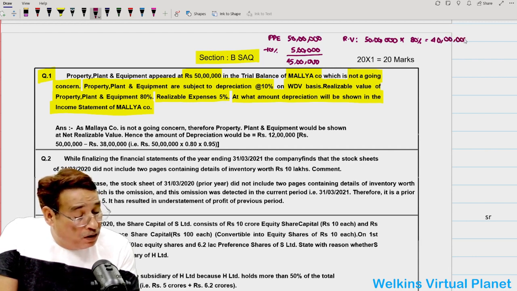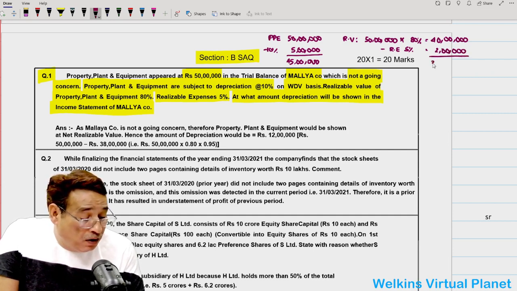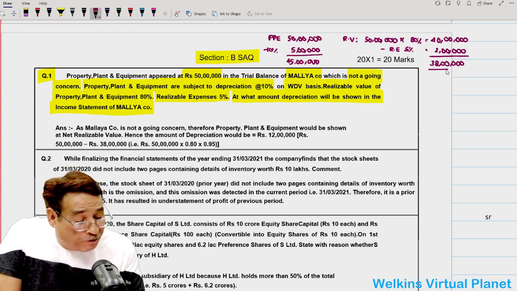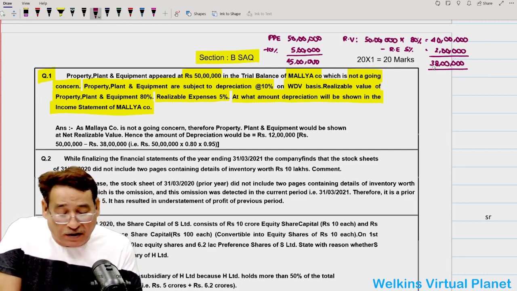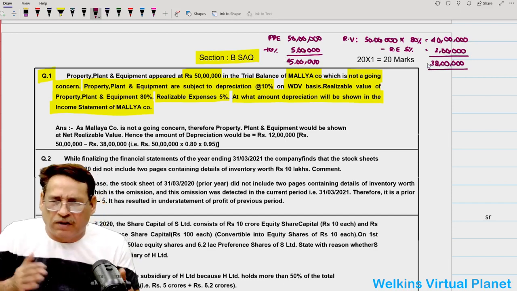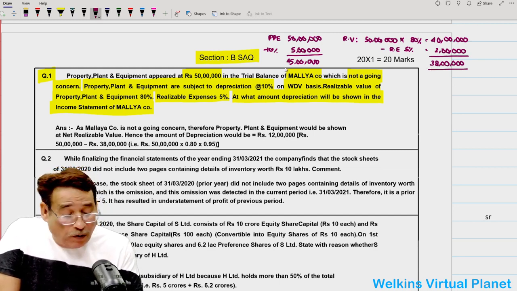But realizable expenses are also there, and realization expenses are to the extent of 5%. So 5% of 40 lakh will be equal to 2 lakh. If my entity would have been a going concern, I would have reflected 38 lakh, the lower figure between the carrying amount and the realizable value. In normal circumstances, I'm talking about, I would have reflected this property, plant and equipment in my balance sheet at 38 lakh.